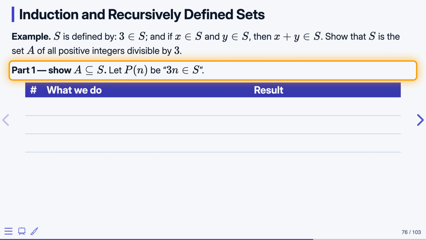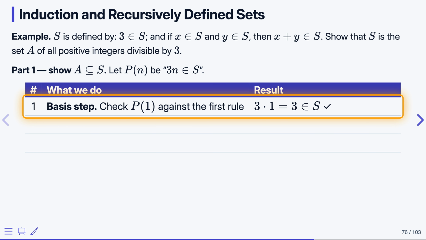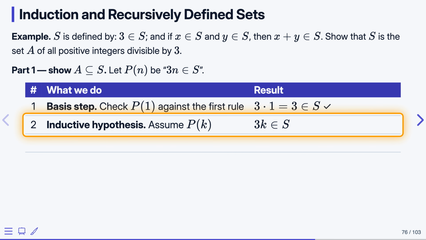Part 1 shows A sits inside S. Let P of n say that 3n is in S. Step 1, the basis step. 3 times 1 is 3, and the first rule puts 3 into S. Step 2, the inductive hypothesis. Assume 3k is in S.